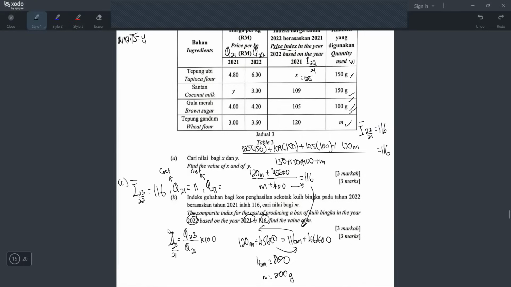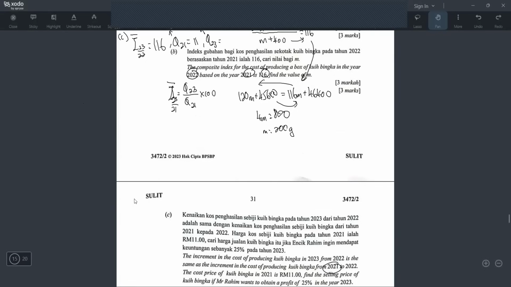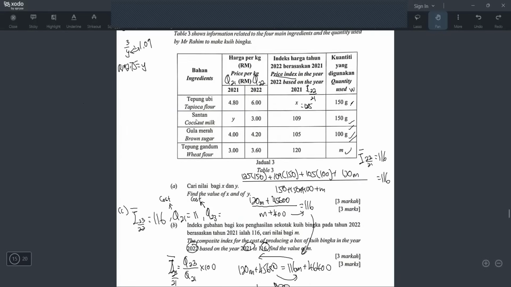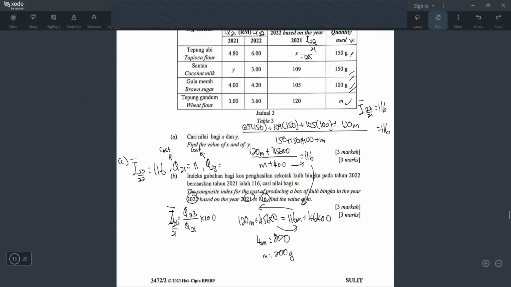And guess what? This I will be the composite index, because the question never mentioned which ingredient. It's actually talking about the whole kueh bingka. So that's why here you have to put composite index. But the problem is I don't have the 23 over 21 composite index. I only have 23 over 22, which is 116, and I also have the 22 over 21 composite index, which is 116. But 23 over 21 I don't have, right?